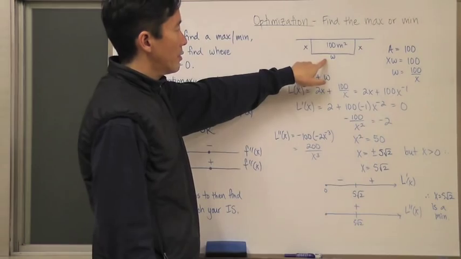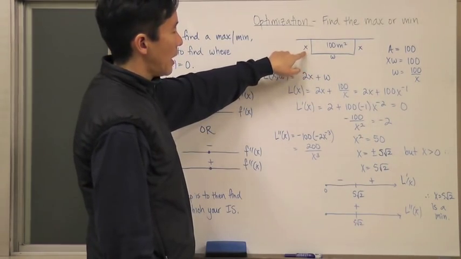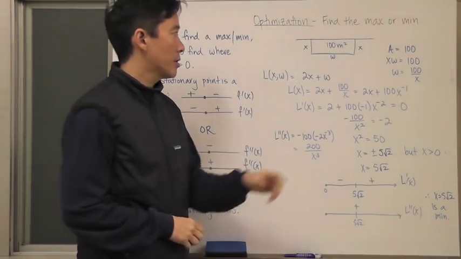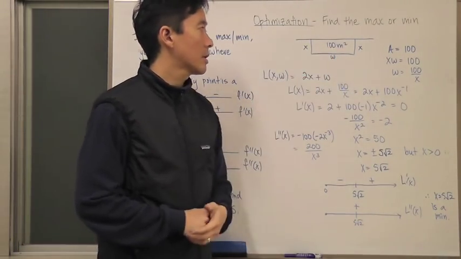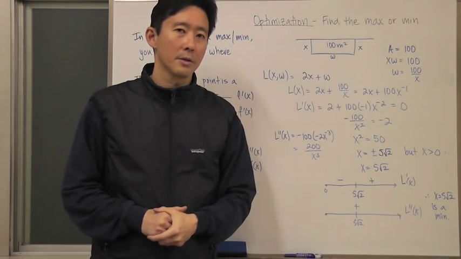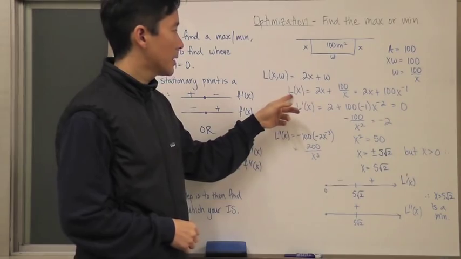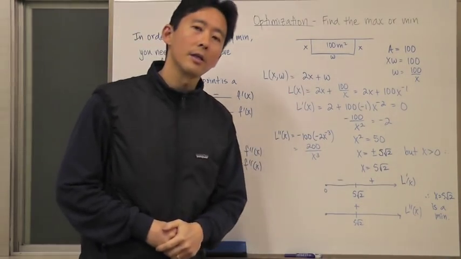If you use 5 square root of 2 for this value of x here, you can find the minimum amount of length that's needed in order to create a fence that is going to cover 10 square meters. Okay, and if you want to find out what that value is, you just need to substitute it into here. Okay, and there you go.